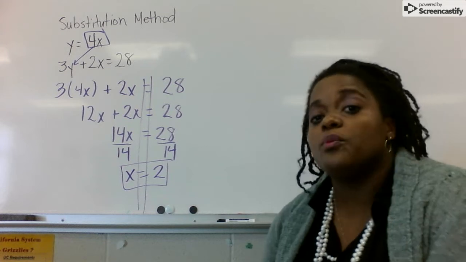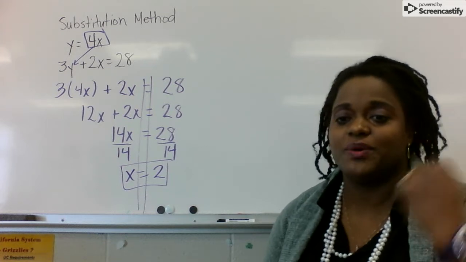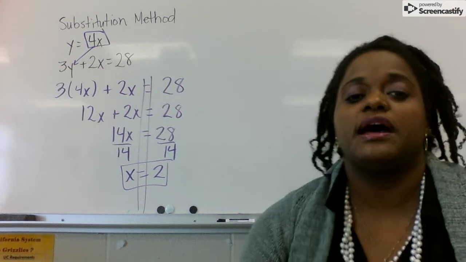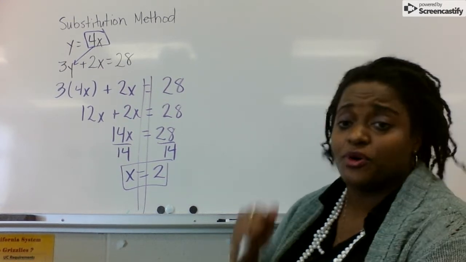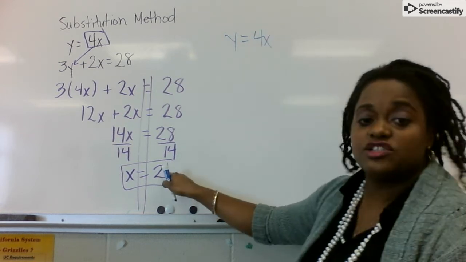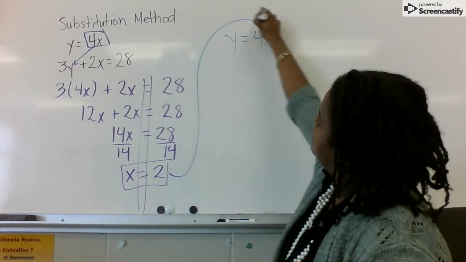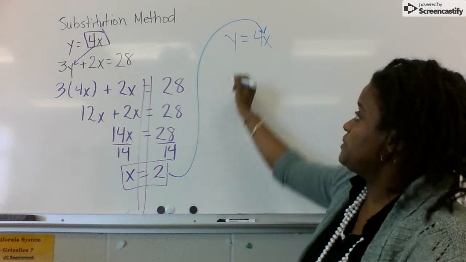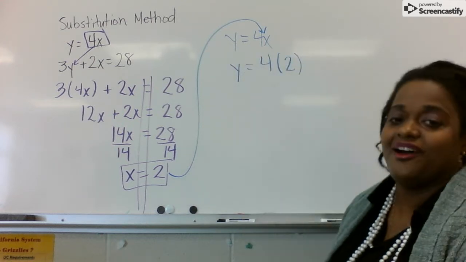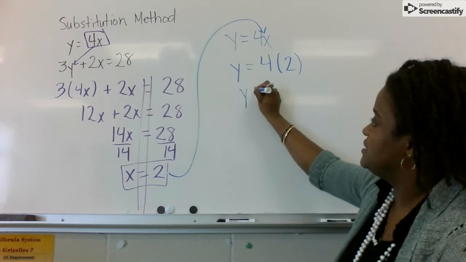That is only part one of your answer. You need 2 answers. So we need to solve for the y number. Let's use a different color. Let's try blue. So we're going to rewrite y equals 4x. And that 2 is going in for your x. So we rewrite y equals 4 parentheses 2. Okay, that sounds great. Y equals 8.